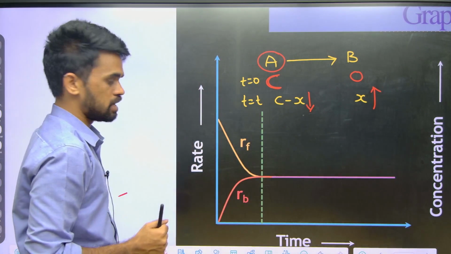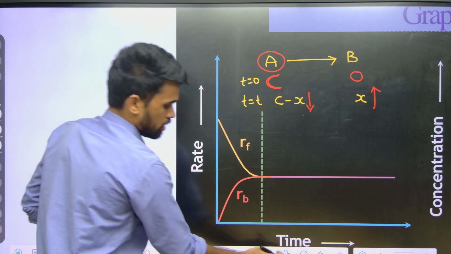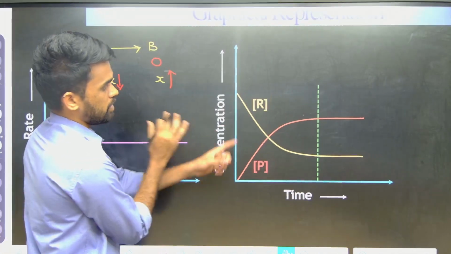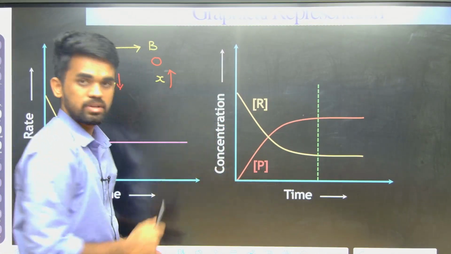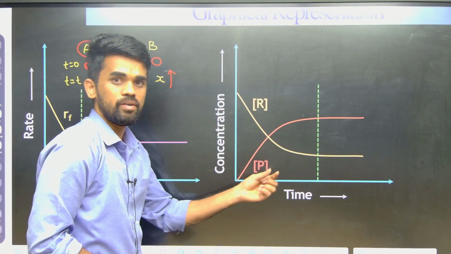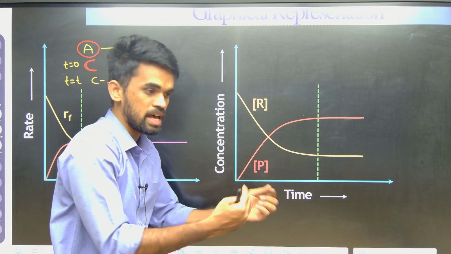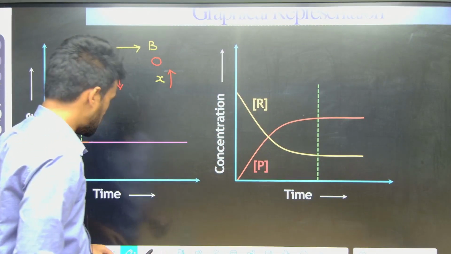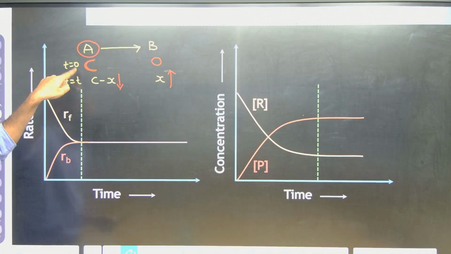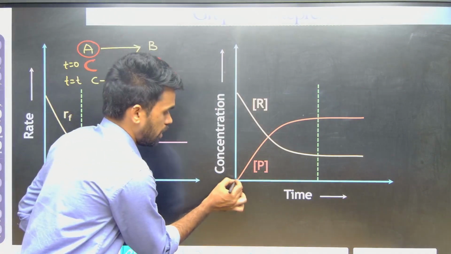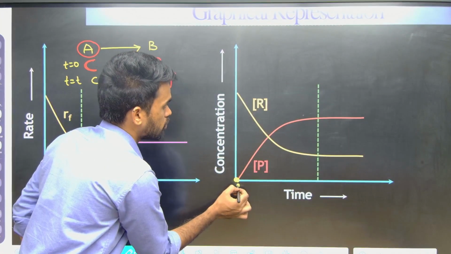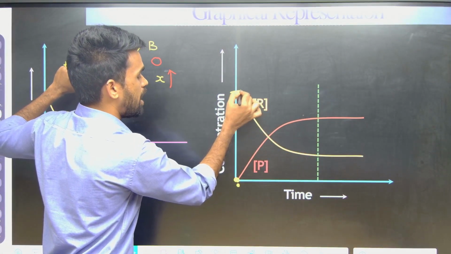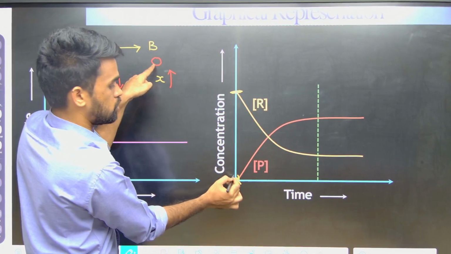So now look at this graph. This graph indicates concentration versus time. As time goes on, how the concentration is changing is what the graph is indicating. At the beginning, at time t0, only reactant is present. It means the reactant concentration is maximum and the product concentration is almost 0.